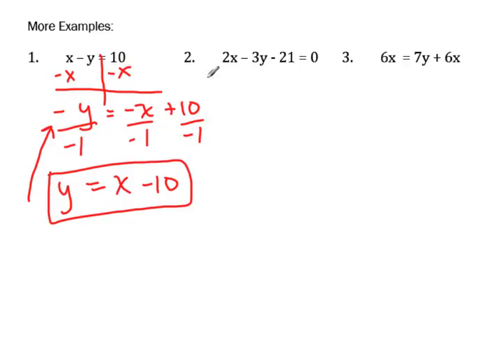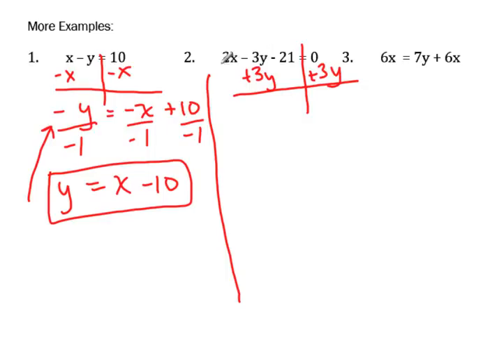I'm going to show you something different with number 2. I picked this one because you can subtract the 2x and then add 21 and then divide by negative 3. But in this one, it's quicker if you want to add 3y to both sides of the equation. Here's where that line comes in handy. So I'm going to add 3y. You're going to be like, Mr. Kelly, why are you adding 3y? We have never learned how to do that before. Look, minus 3y plus 3y goes away, so we're left with 2x minus 21 equals 3y.